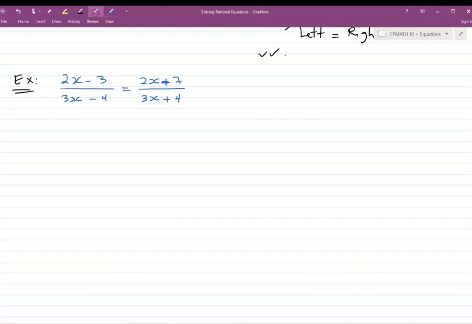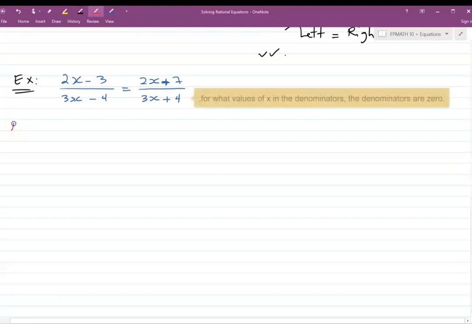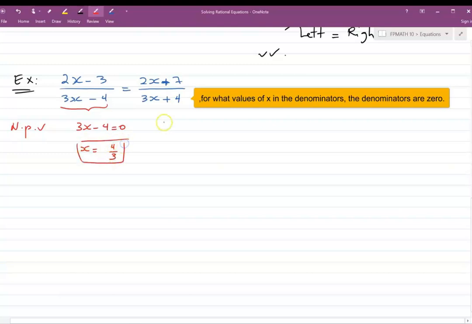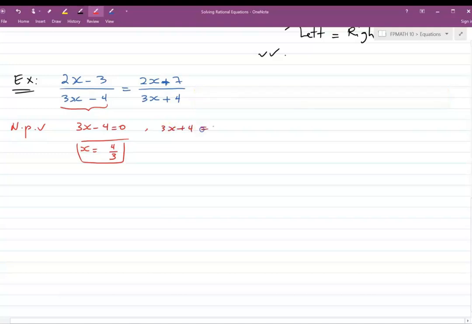So first things first, we have to come up with the NPVs, and that means each of these brackets you have to set equal to 0 and solve for x. So in this case, x will be 4 over 3. And the next one, 3x plus 4, you set that equal to 0 and solve for that, and this would be x equals negative 4 over 3.